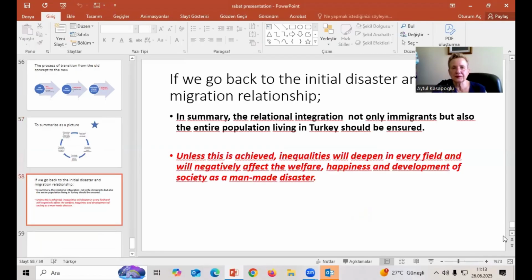In summary, if you go back to the initial disaster and migration relationship, relational integration should be ensured not only for immigrants but also for the entire population living in Turkey. Unless this is achieved, inequalities will deepen in every field and will negatively affect the welfare, happiness, and development of society as a man-made disaster.